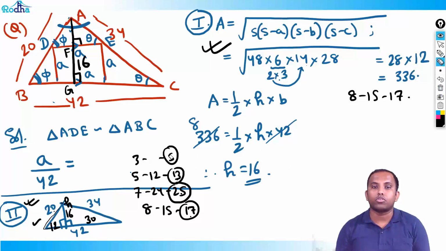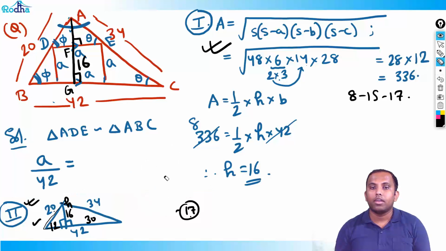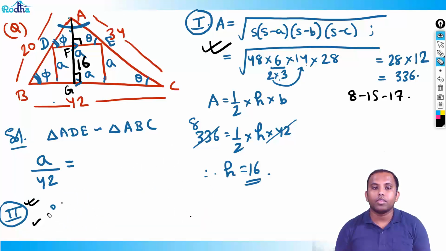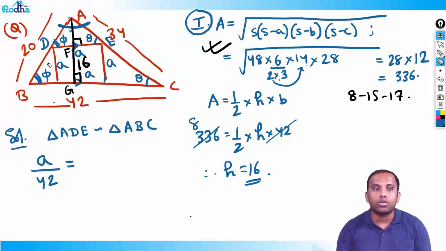Now come back to this question. Now the height is 16. So the ratio of sides of the two triangles: common angle opposite is A, and the common angle opposite is nothing but 21. This is the height of the triangle. So the ratio of sides of the triangle is equal to the ratio of heights.